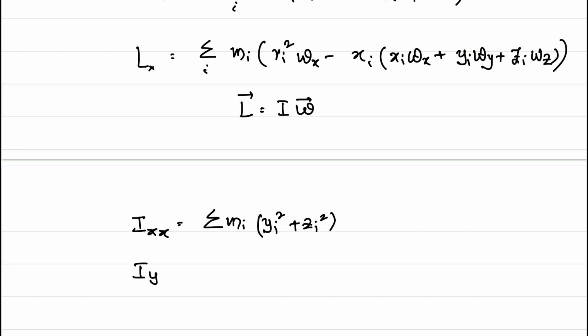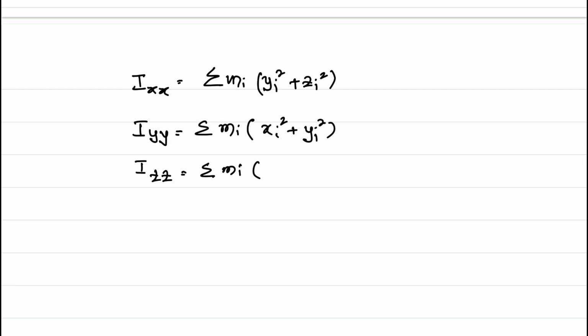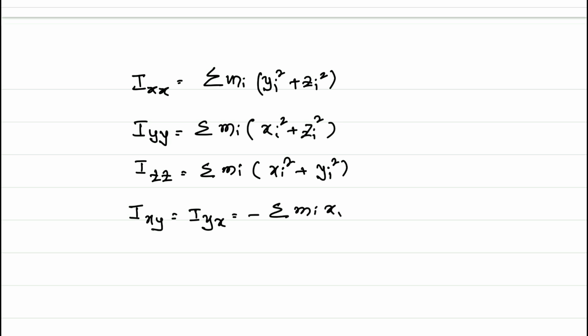Then in the direction of yy, it will be sigma mi into xi square plus yi square. In the direction of zz, it will be sigma mi, it is zi square, it is not xi yi square, it is xi square plus yi square. Then what is the value of Ixy? Ixy, due to symmetry, is equal to Iyx, that is equal to minus sigma mi xi yi. Similarly, Ixz is equal to Izx is equal to minus sigma mi xi zi.